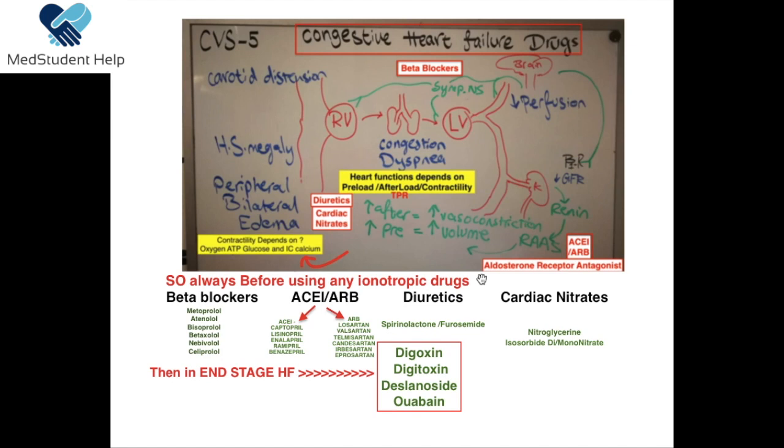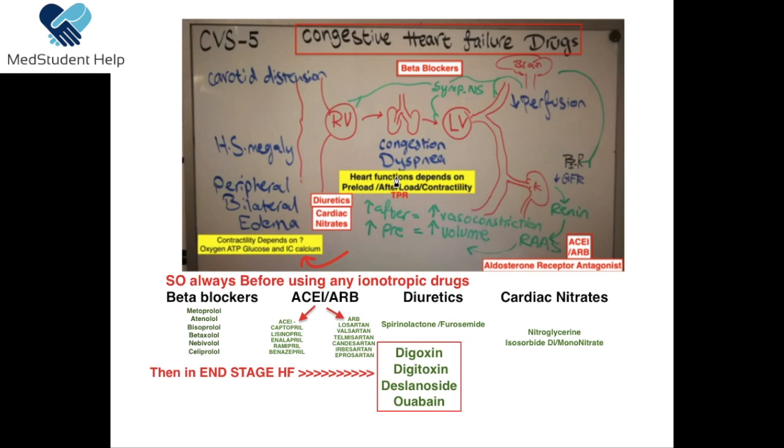So let's get started with the basic physiology of the heart function. We know that the heart depends on three things to function properly. It depends on the preload, which is basically the end diastolic volume. It's how much volume has reached the heart before contracting.